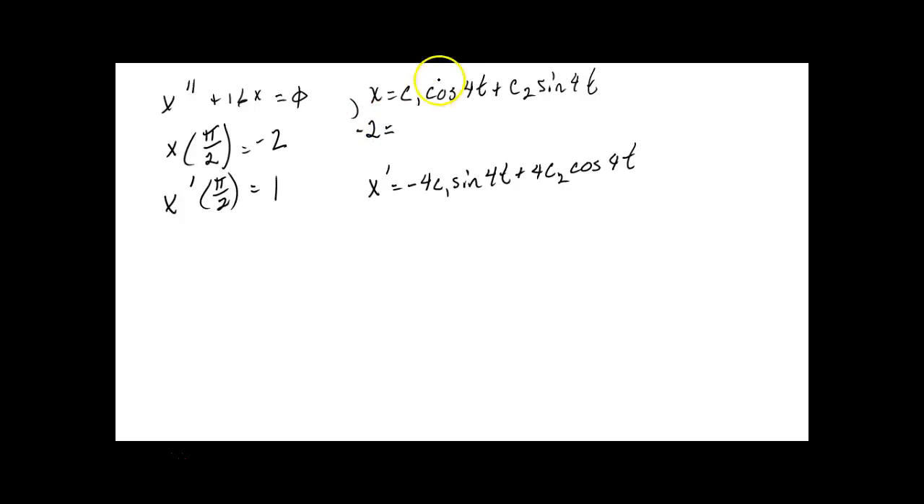-2 is equal to C1 cosine 4, I'll write it down, 4 times pi halves, plus C2 sine 4 times pi halves. I didn't leave enough space, did I? Okay. Well, what is 4 times pi halves?